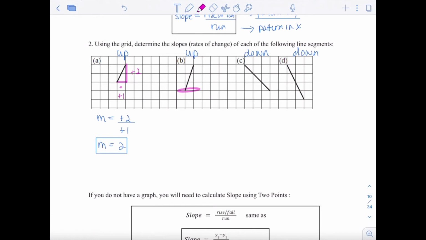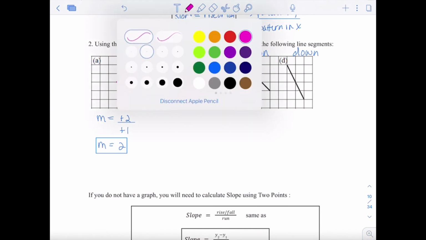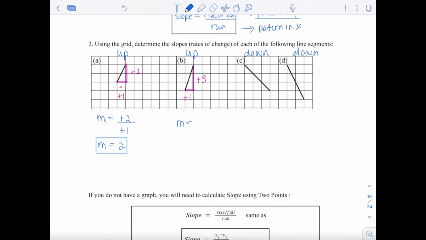In the same way, I can see that this slope has plus 1 as my run and plus 3 as my rise. It is rising. M equals 3.